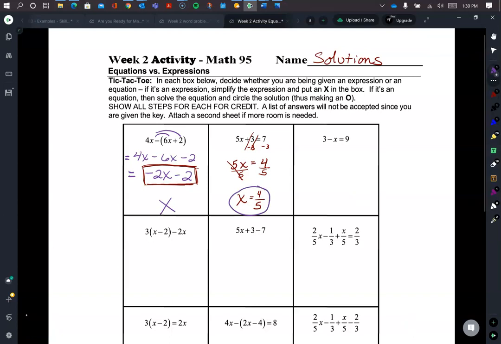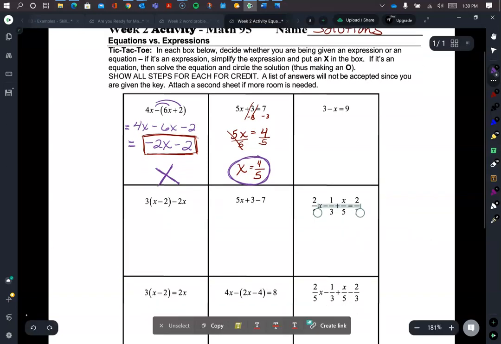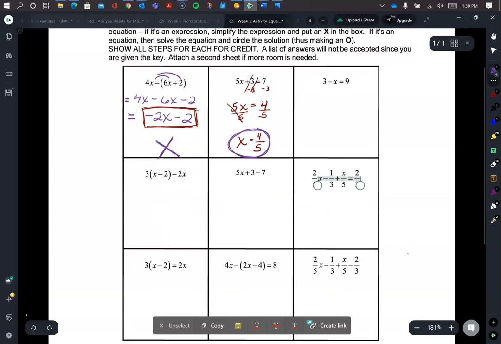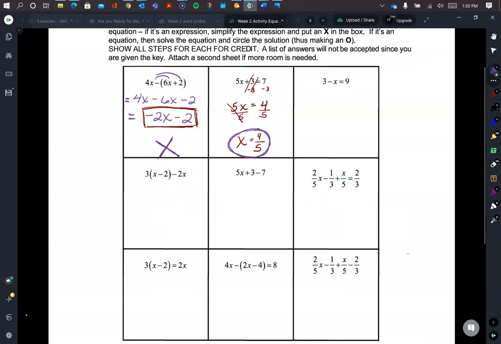So it's not a perfect O, but you get the idea, right? So we're just playing a little tic-tac-toe game. Just X's and O's on there. So you want to have both things. You want to tell me it's an expression or an equation, and you also want to include the answer. So I'm going to leave these others for you to do on your own and submit.